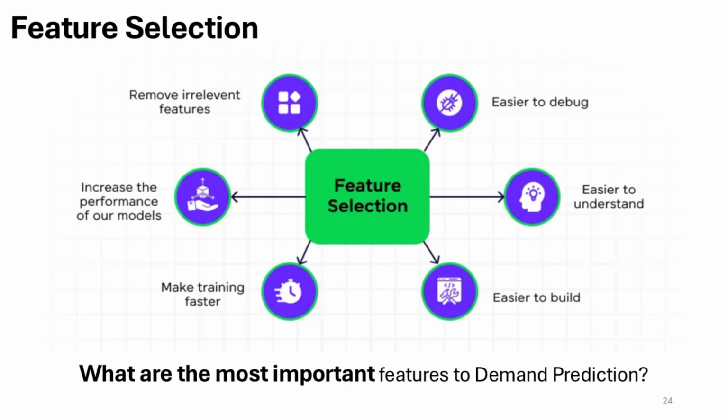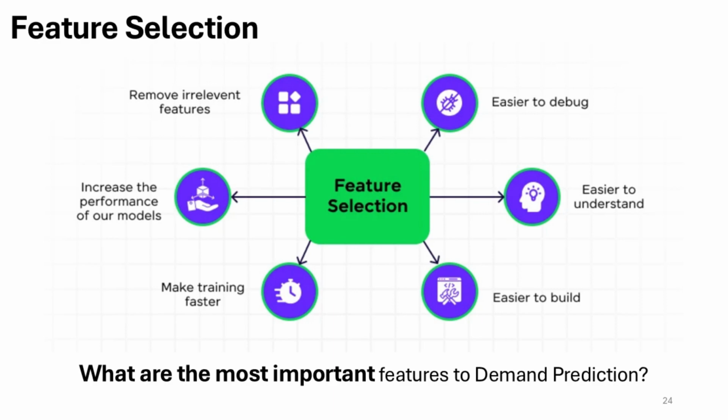There are several critical reasons why we do this. Performance and accuracy. By removing noise or irrelevant features, we actually increase the performance of our models. Too much data can confuse a model, leading it to find patterns where none exist. Efficiency. Reducing the number of variables makes training faster and the resulting models easier to build. In a production environment, speed is money. Interpretability. A model with 5 clear features is much easier to understand and easier to debug than one with 50. If a prediction looks wrong, you can quickly trace which feature caused the spike.